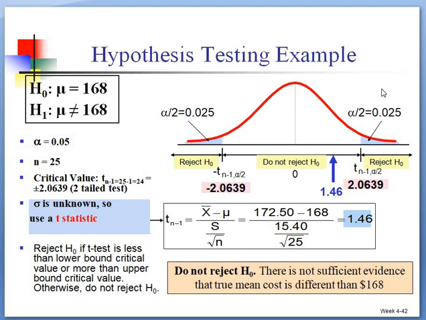Next step, we compute the test statistic, and we get 1.46. Then we can draw a diagram, and 1.46 is here, in the non-rejection region. Therefore, we conclude that we do not reject the null hypothesis.